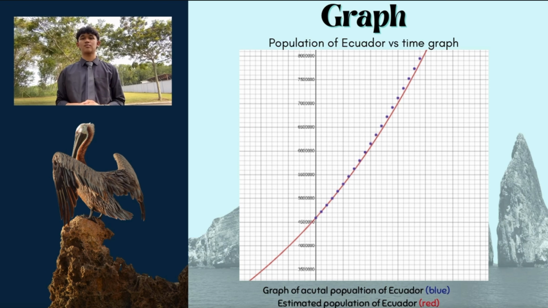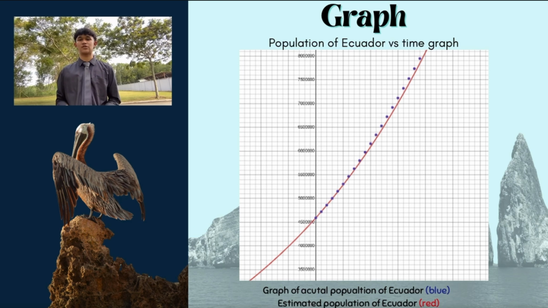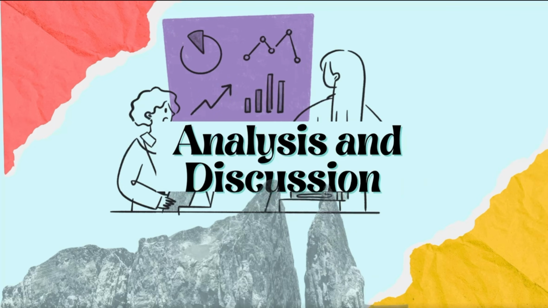and the estimated population shown by the red line. From the graph, we can observe that Ecuador's population increases steadily over time, and the blue points indicate a consistent upward trend. The red line represents a model used to estimate the population growth. We can see that it closely follows the pattern of the actual data, which suggests that the model is fairly accurate. However, there are slight differences between the actual and estimated values.